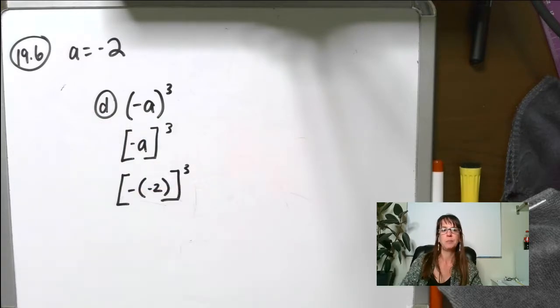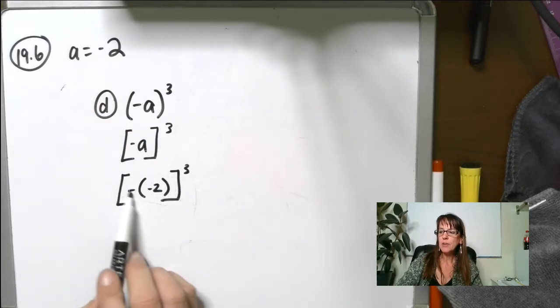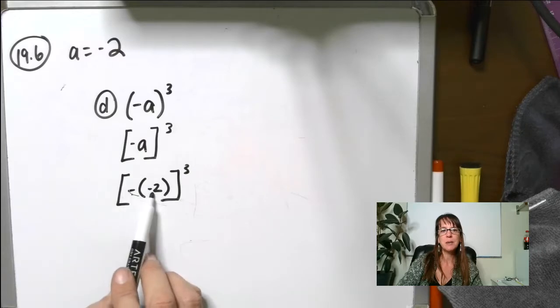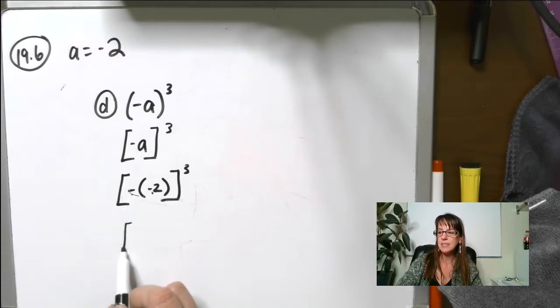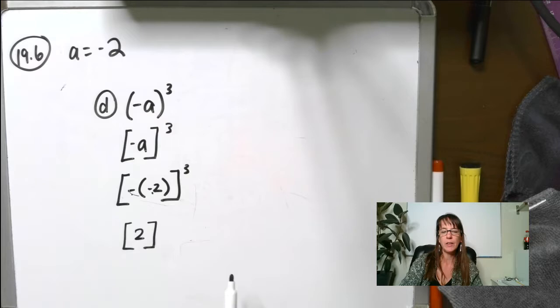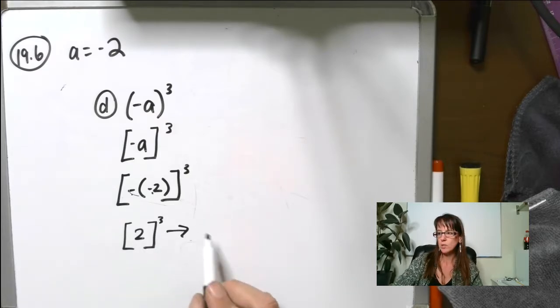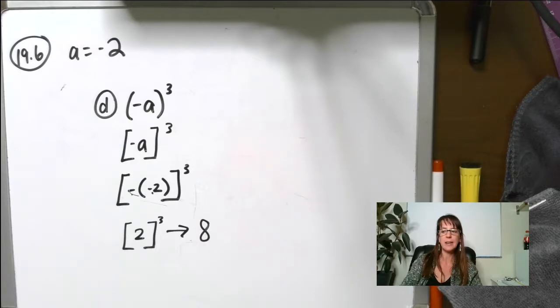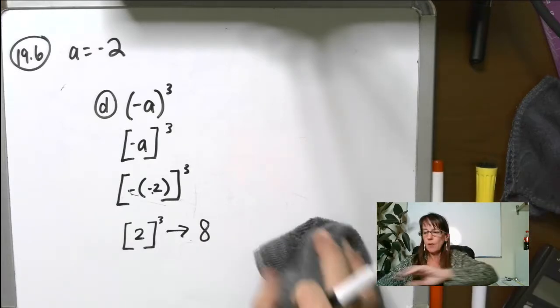Negative 2, okay? Now we're going to do all this stuff within the brackets first. Negative times a negative is a positive. So really all that garbage in there is 2 to the third power, which gives me 2 times 2, which is 4, times 2 is 8. So all of that equals 8.